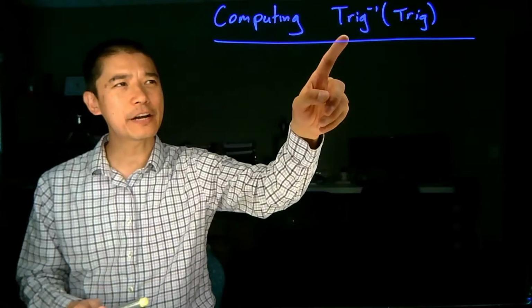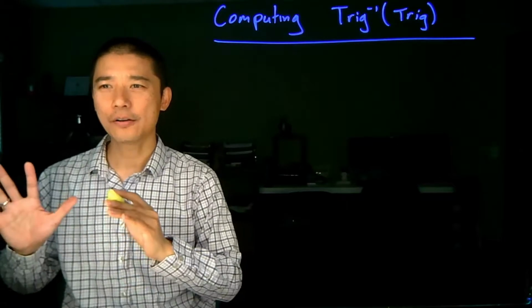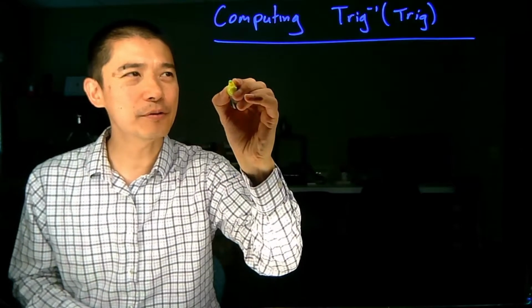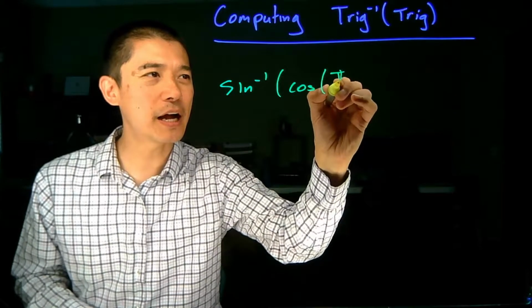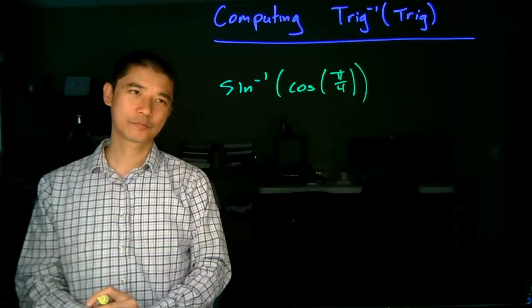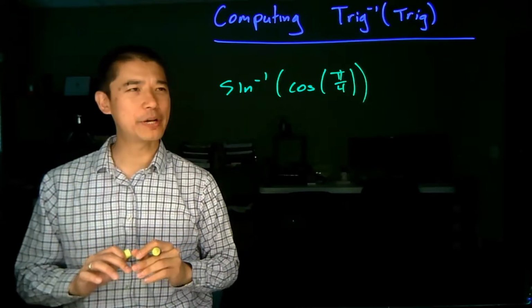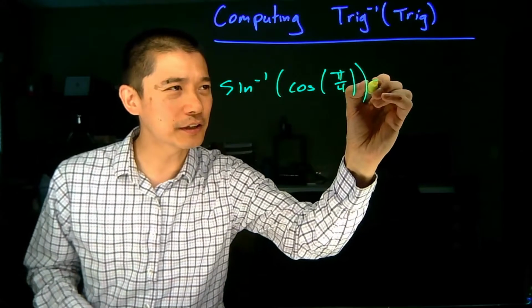So we're going to start off by calculating the inverse trig of a trig function. Now, in this case, it's really just about doing the computation correctly. So for example, if we have inverse sine of cosine of pi over 4, this at first looks complicated, but all we need to do is follow our basic order of operations, start from the inside, and work our way out. So let's take a look.